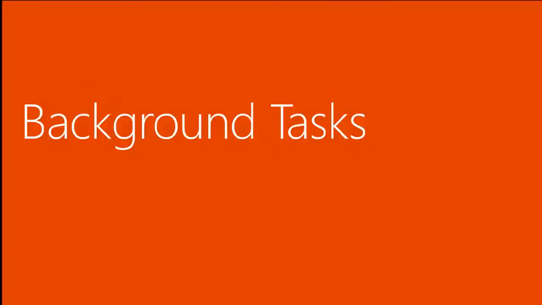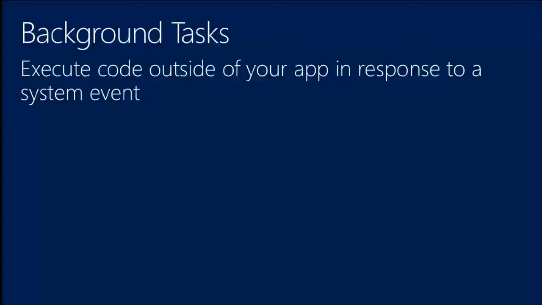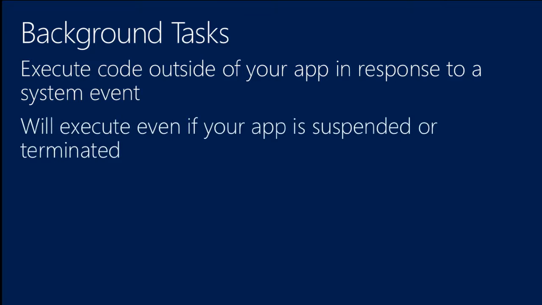The third one that we're going to talk about is background task. For most people, background task is where you're going to be using your background APIs. They're basically a block of code that will execute outside of your app, in response to some type of event, whether it's a system event that's going on or a periodic timer goes off. There are several options out there, and these will continue to fire even if your app is suspended or terminated. In fact, your app doesn't ever have to start.